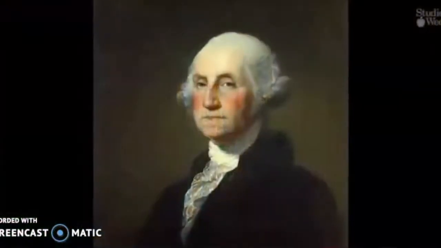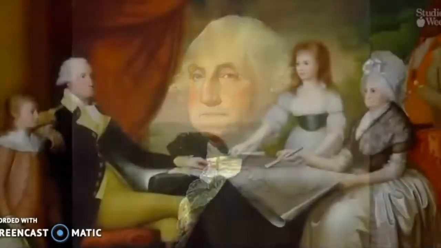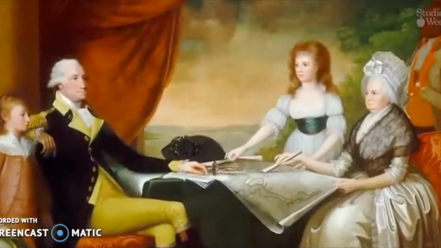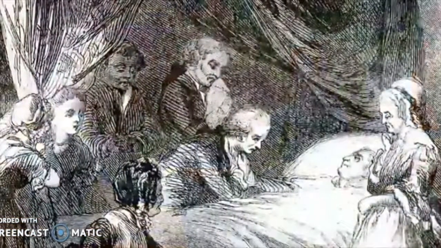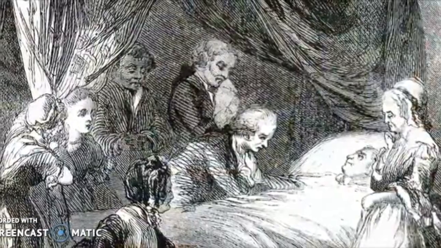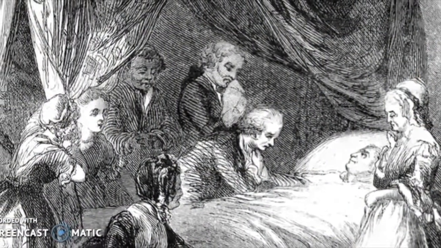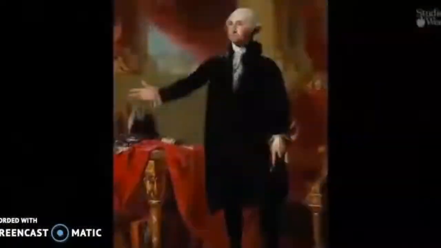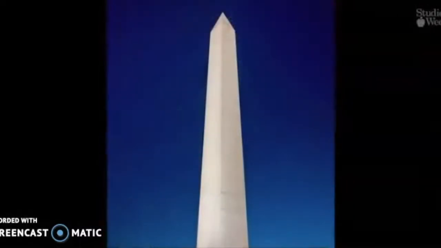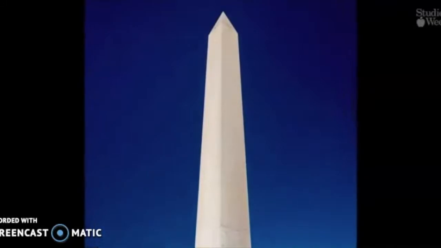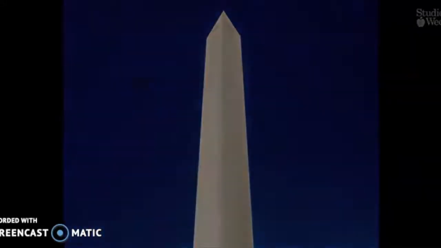2 years later, he was unanimously elected as the first president of the United States. Because he was our first president, George Washington is often called the father of our country. On December 12, 1799, George Washington got very sick. 2 days later, he died. George Washington is remembered for his courage, wisdom, and humility. He is widely considered one of the greatest leaders in our nation's history.